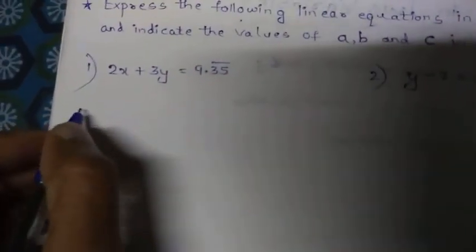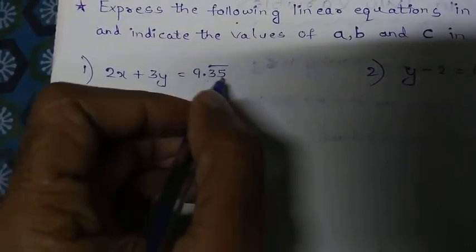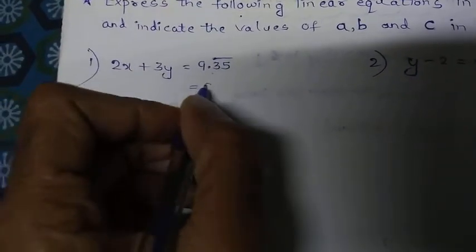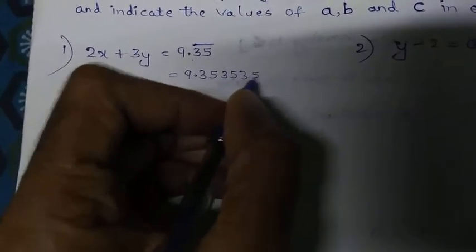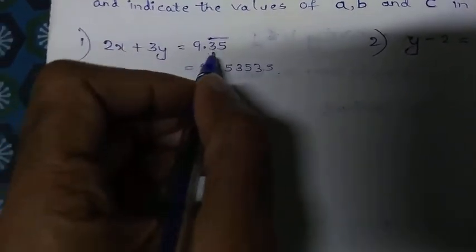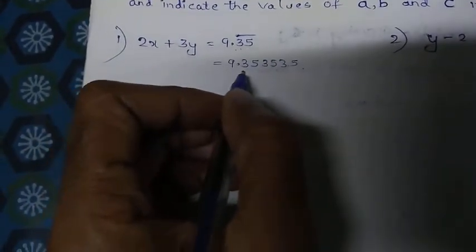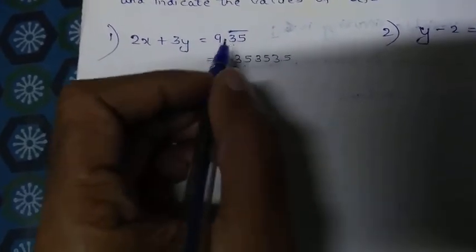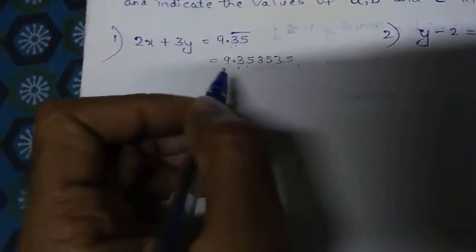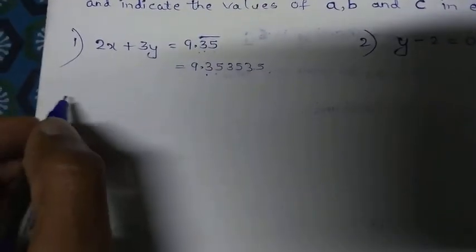So the first problem, that is 2x plus 3y equals to 9.35 bar. 35 bar means it repeats, that is 9.35, 35, 35, 35 and so on. It goes on repeating. That is why we put a bar on the top. If any particular number or digit repeats, we shall put a bar on that. This we will be studying in the first chapter, that is number system.